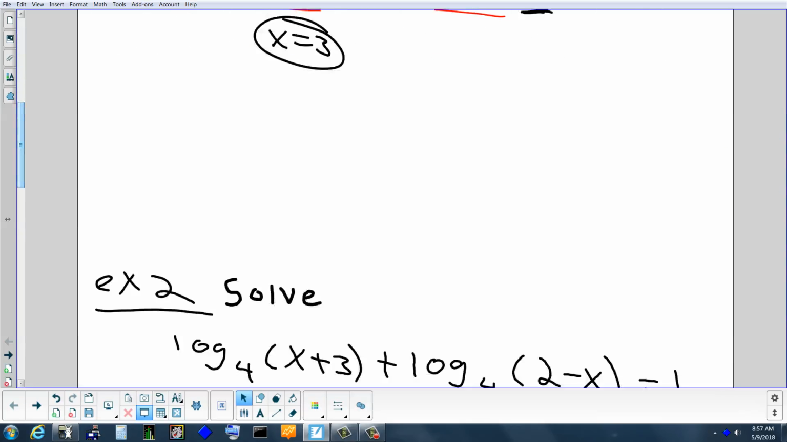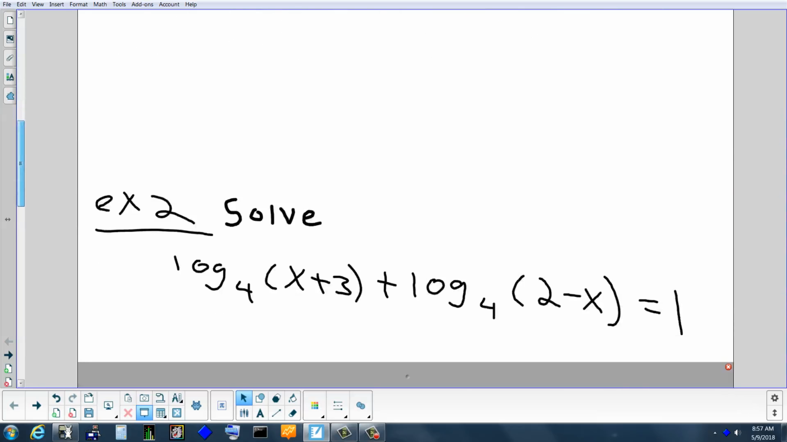All right, let's look at this one. So this one says log base 4 of x plus 3 plus another log base 4, this time of 2 minus x, equals 1. Now, this one's a little different because we have multiple logs with the same base on the same side. What do you think we want to do with those 2 logs? Since they have the same base and they're on the same side, what can we do with them? Yeah, we can combine them. Okay, when you have multiple logs on the same side, you want to combine them into one.